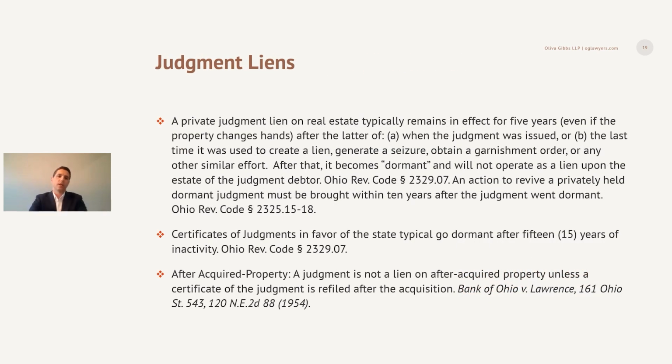Judgment liens. Private judgment liens are going to remain in effect usually for 5 years. After that, they go into a dormant status, and they're not going to be considered a lien against the judgment debtors.